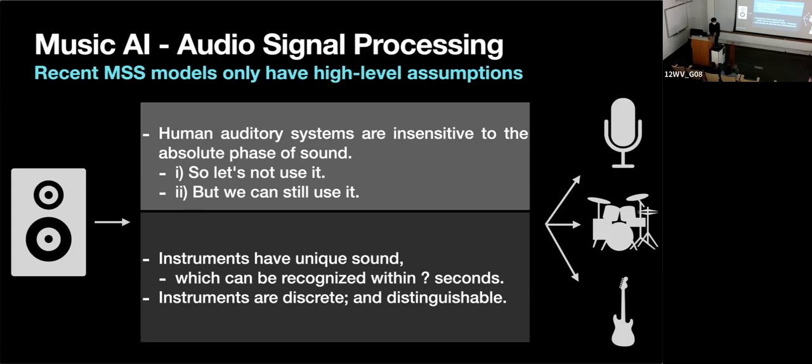So when we are trying to solve music source separation, we are assuming that instruments have unique sounds. We can distinguish them, and the machine can distinguish them as well. And also we're assuming some discretization of the instrument classes. For example, violin, viola and cello, we are saying that they are really different from each other. And for classical or traditional instruments, yes, maybe.